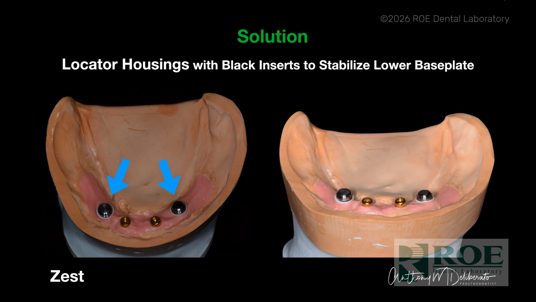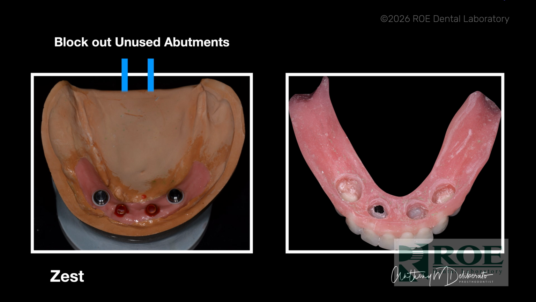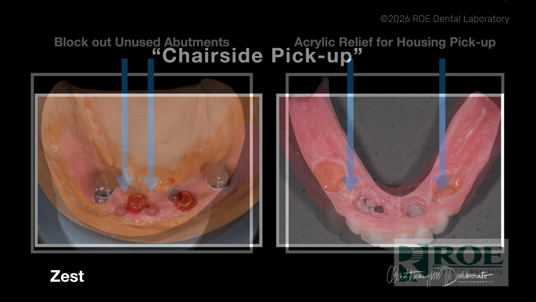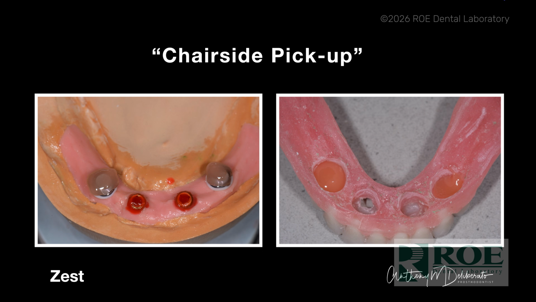I placed a few housings on the distal implants, and then I blocked out the anterior abutments so that I wouldn't lock my base plate onto the model. Reamed out the inside of the base plate a little bit, and then injected some chair side pickup, picked up those housings on the model. And what I've done is I've created a stabilized base plate. So when I take a new bite registration, I'm going to get a much more accurate bite.